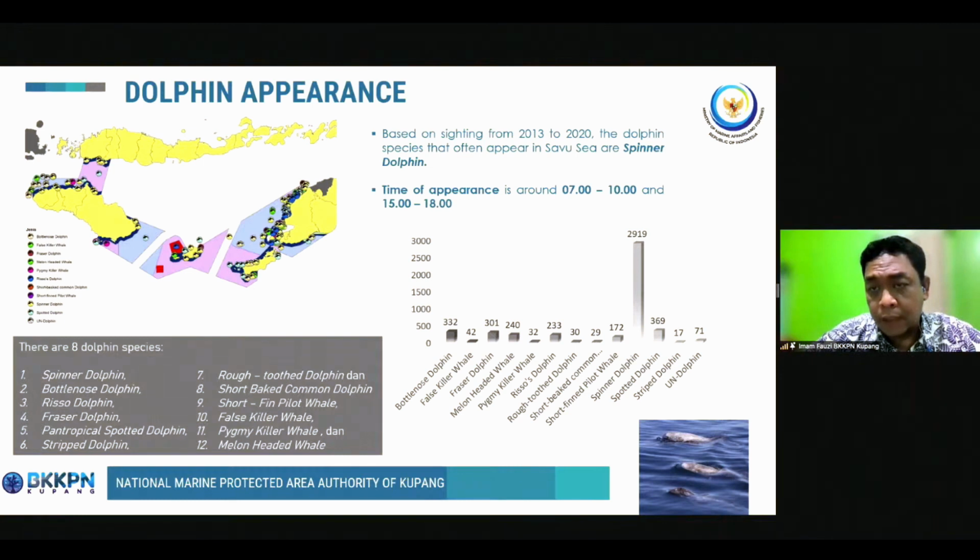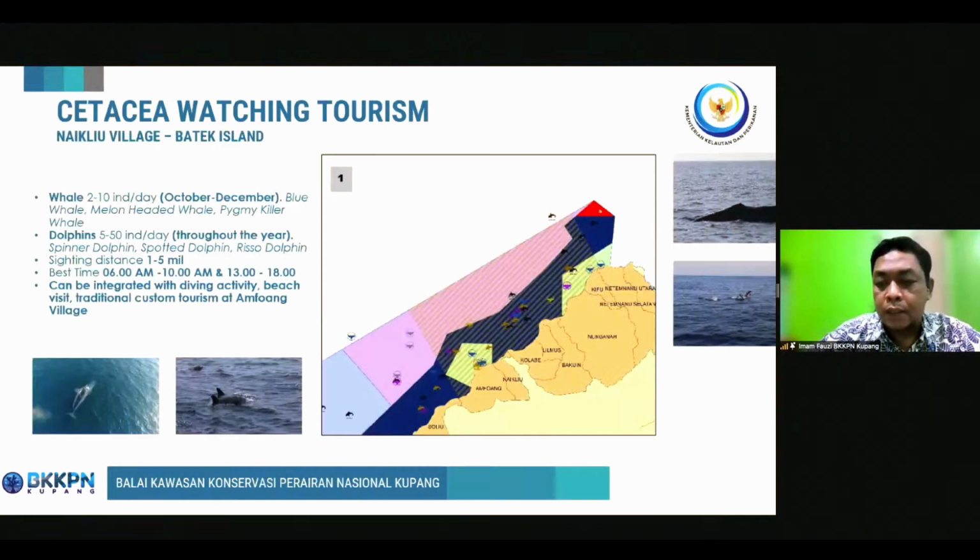So I'd like to say that the most sightings we've seen are spinner dolphins, around 2,919, followed by spotted dolphins, bottlenose dolphins, Fraser's dolphins, and melon-headed whales. Based on the observations we've done, we've seen many potentials that we could develop, especially for whale watching tourism.